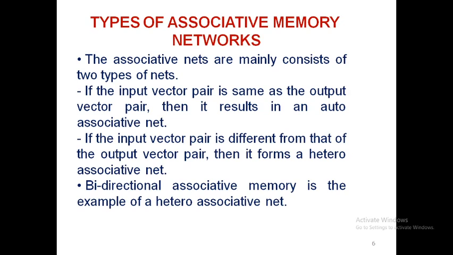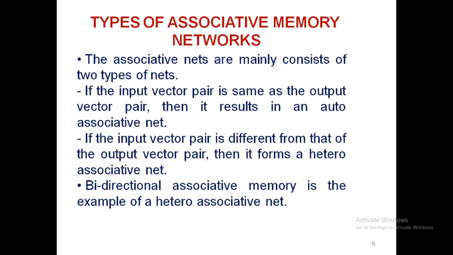The types of associative memory networks. The associative nets mainly consist of two types of nets. If the input vector pair is the same as the output vector pair, then it results in an auto-associative net. Auto-associative net means both the input vector pair and output vector should be the same. Whereas if the input vector pair is different from that of the output vector pair, then it forms a hetero-associative net.